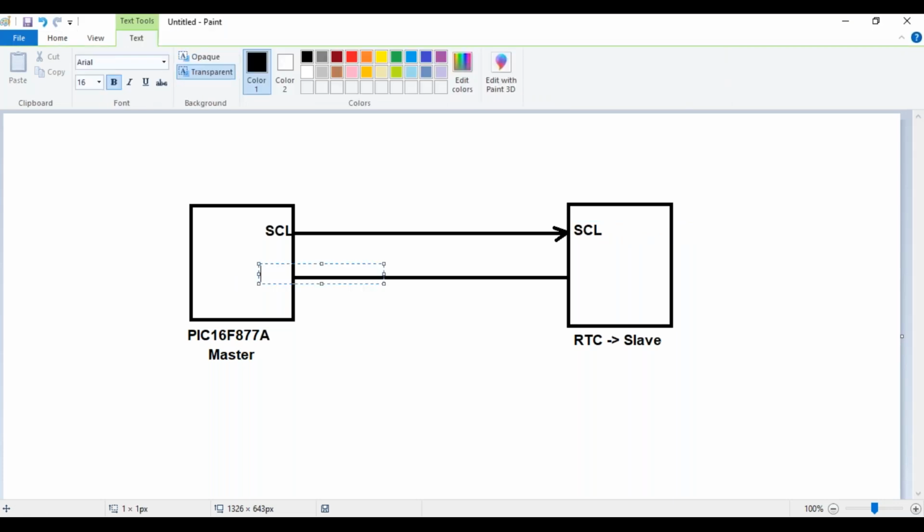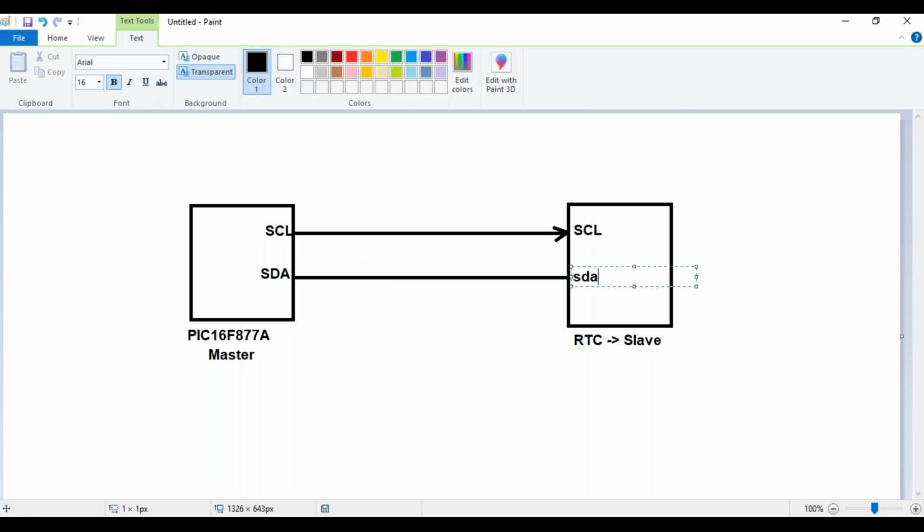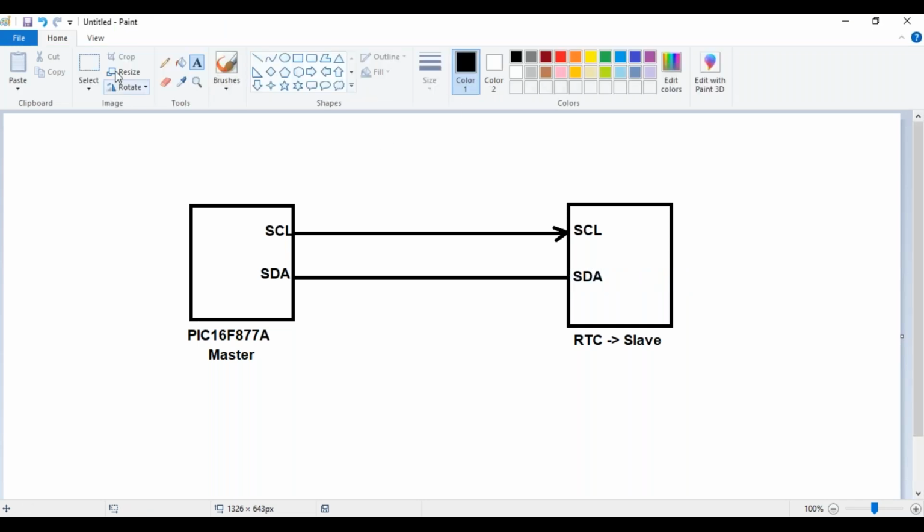The data line, I take it as SDA, and what is the direction? This is SDA, and the SDA lines are bidirectional lines. So you have to achieve half duplexity, where communication happens between the two chips, and only one can communicate at a time. Both can communicate, there is a two-way communication, but only one can communicate at a time.